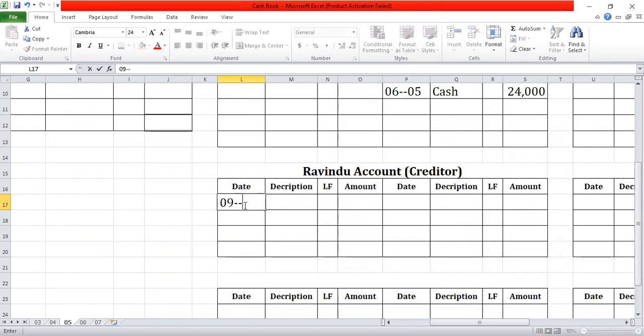9th of May, description cash, amount 19,000.